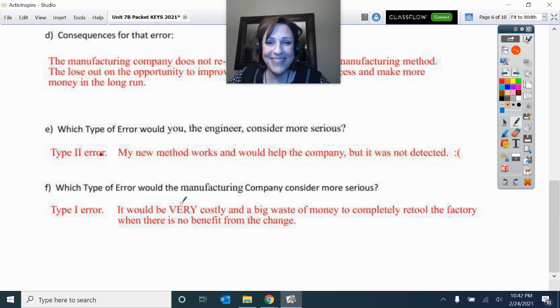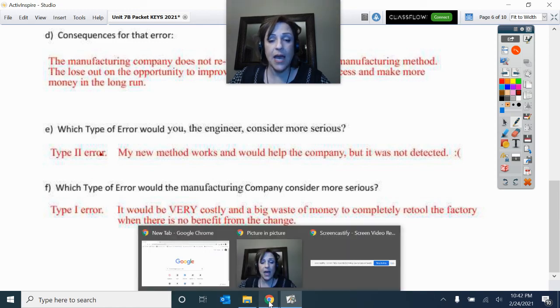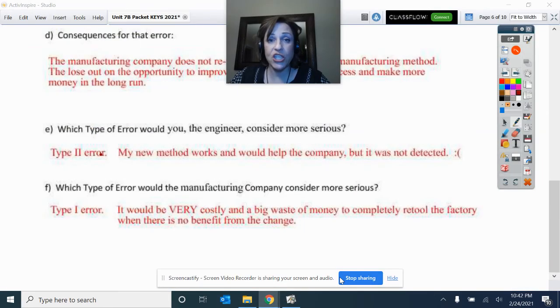Okay. So that's the end of going over those 3 scenarios. Hopefully, you've got those types of errors straight. And so, our next lesson is going to talk about how we can reduce or change the probabilities of those types of errors, now that we might identify which ones are worse, depending on the situation. Okay. So now, how can we impact the likelihood of those happening so that the really bad ones have less of a chance to occur?